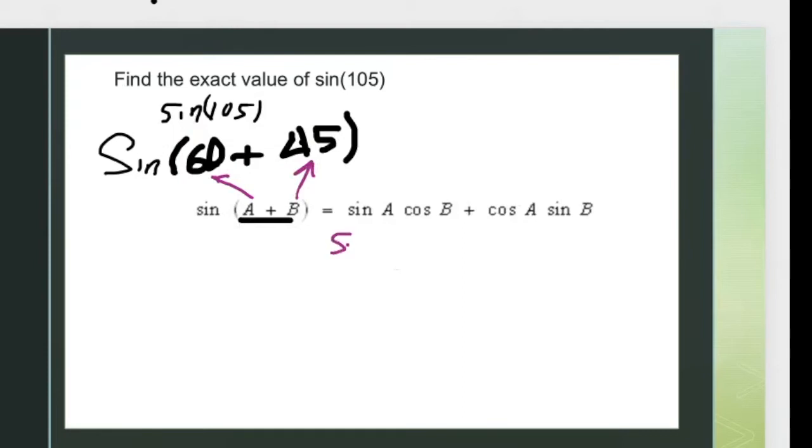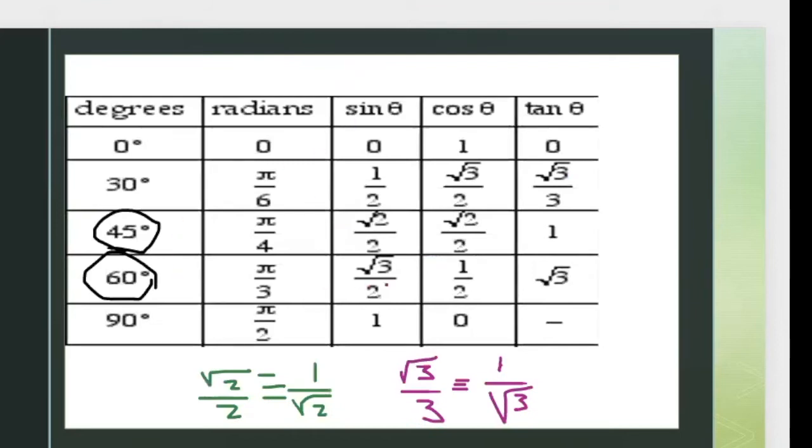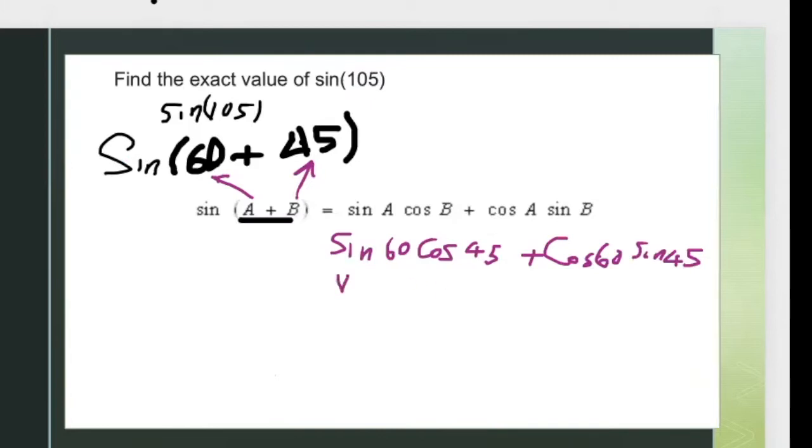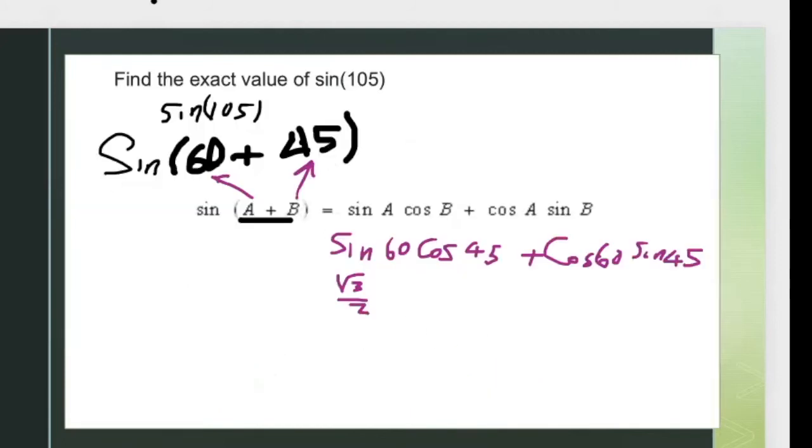So substituting, I'll have sin 60 cos 45 plus cos 60 sin 45. Now from the table, I know sin 60 is root 3 over 2. So I'm going to replace this as root 3 over 2. So we have cos 45. This would be root 2 over 2, or some persons will say 1 over root 2. I'm going to use root 2 over 2. So I'll have times root 2 over 2.